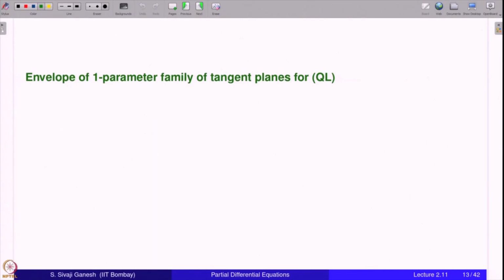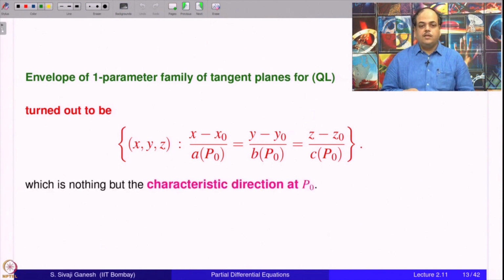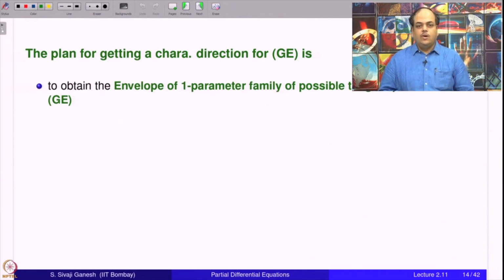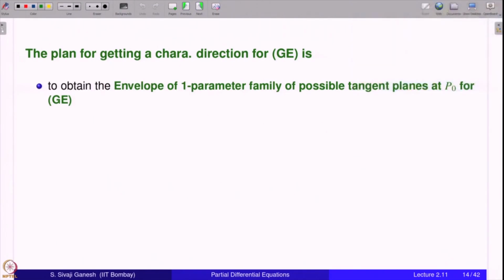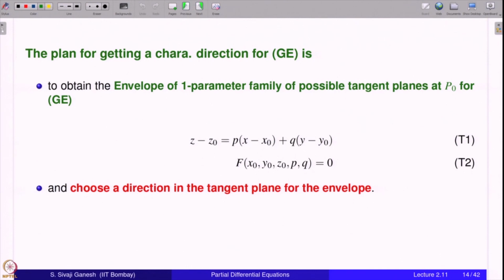Now, the envelope of the one parameter family of tangent planes for QL we computed, it turned out to be this. What is this? This is nothing but the characteristic direction at P0. This is a line passing through the point x0, y0, z0, and the direction A, B, C is a characteristic direction. So, the plan for getting a characteristic direction for GE is like this: obtain an envelope of the one parameter family of possible tangent planes for GE, which is this. So, get the envelope of this and choose a direction in the tangent plane for the envelope.